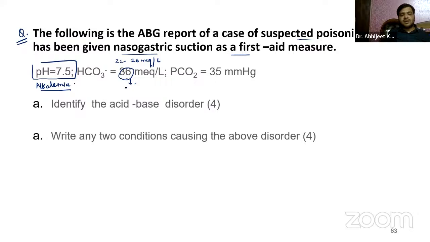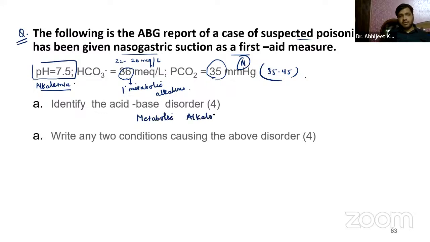So remember, guys, it indicates primary metabolic alkalosis. And PCO2 is 35, guys. Normal, 35 mm of Hg. It's absolutely normal, between 35 to 45. Basically, minimal respiratory compensation is there. I'll consider it as normal. Identify the acid-base disorder: it is metabolic alkalosis, guys.